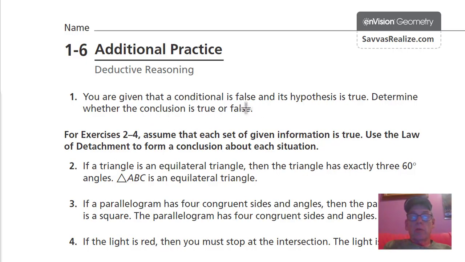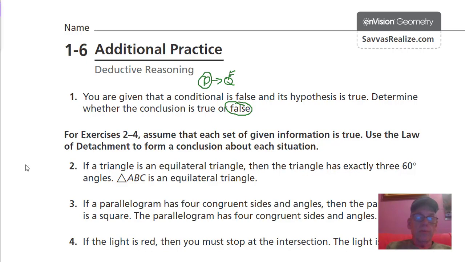You're given that a conditional is false and its hypothesis is true. Determine whether the conclusion is true or false. So let's think about this. If you've got a conditional statement that's false, like if P then Q, but the hypothesis part is true, then the conclusion part must be false. Otherwise, if they were both true, the statement would be true. So the conclusion must be false for it to be a false statement.